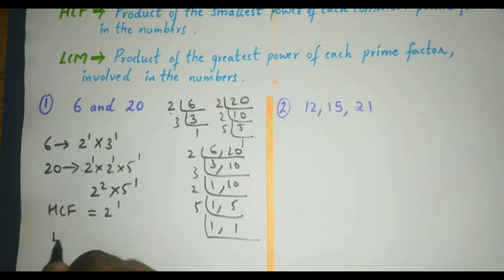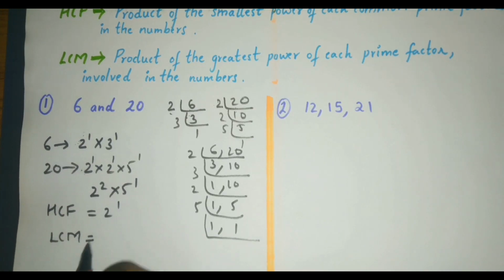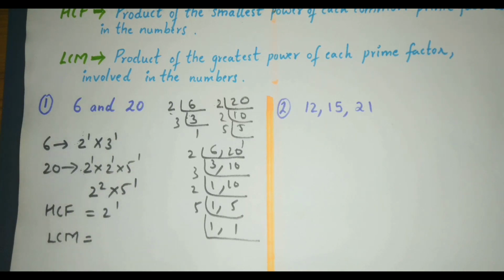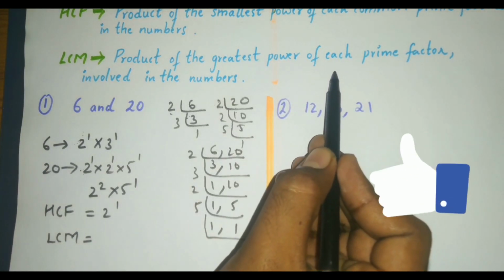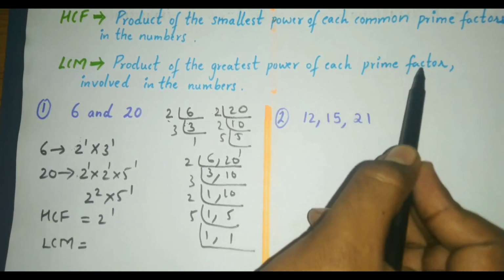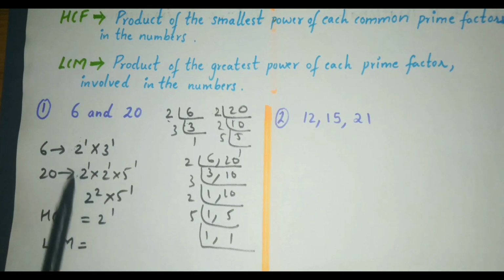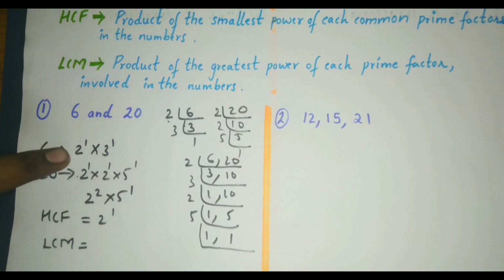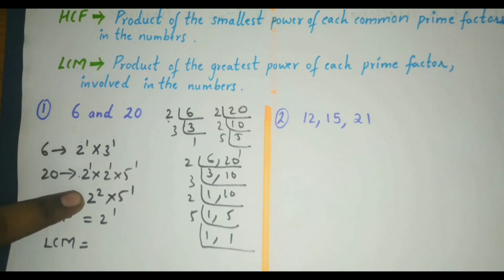What about the LCM? For the LCM you have to see the greatest power of each prime factor. Here you have to understand that in the HCF it is the common prime factors, while here it is each prime factor. So you take the greatest power of each prime factor. Here we have 2 power 1 and 2 power 2, so the greatest will be 2 power 2.